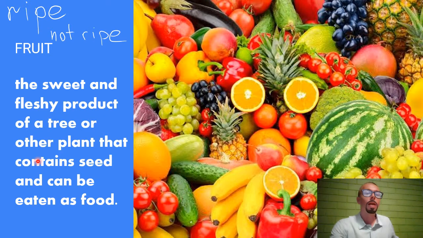And that contains seeds. Seed is a very important thing of the fruit. And so all fruits have seeds. For example, watermelon has black seeds. Oranges, they have seeds. Pineapples, they have seeds on the outside.